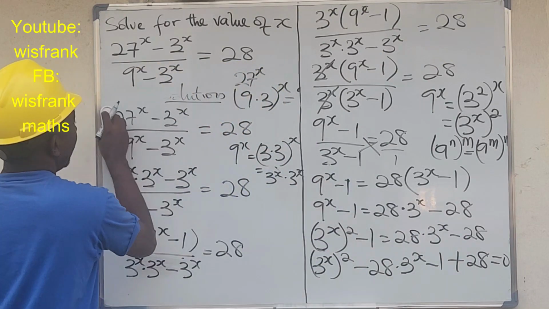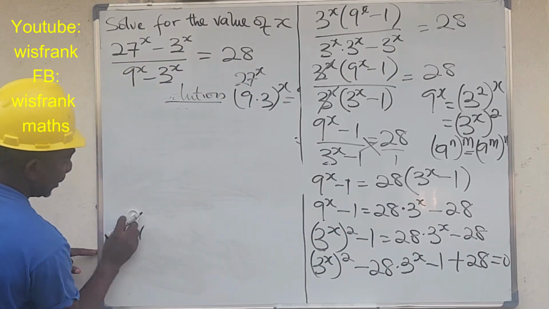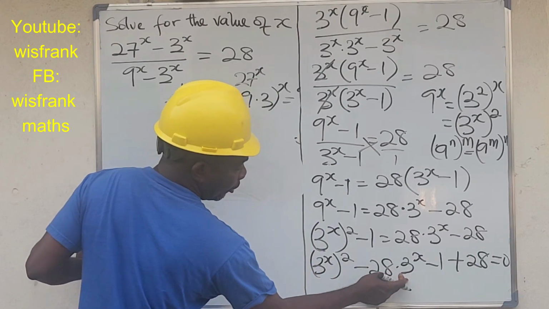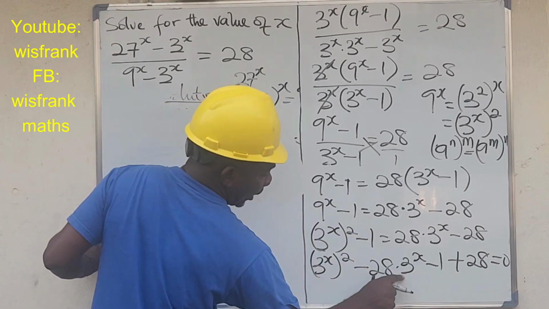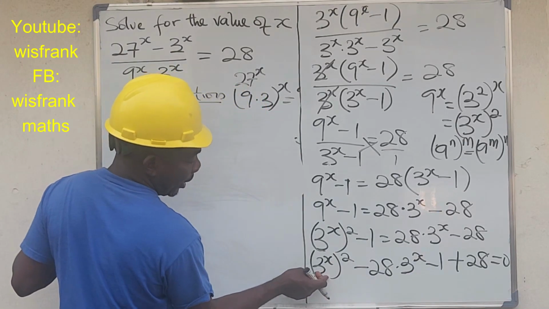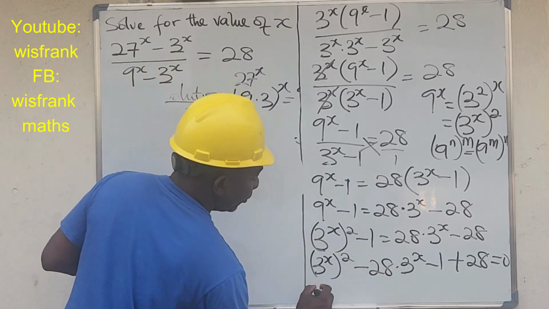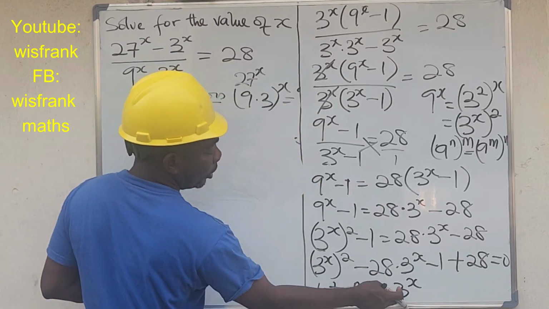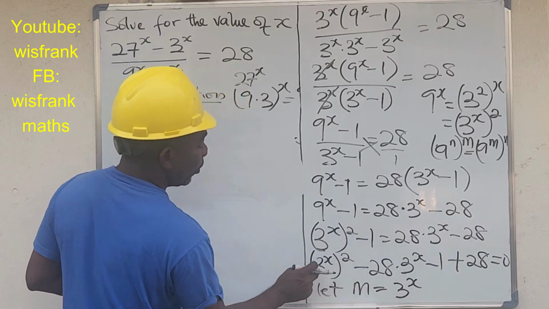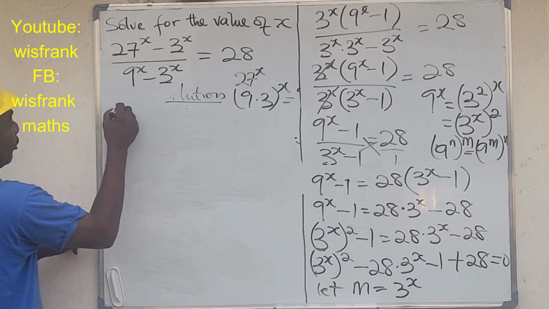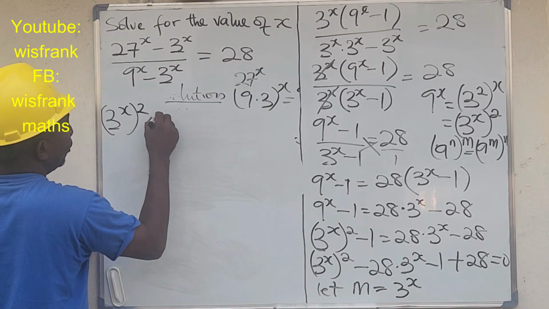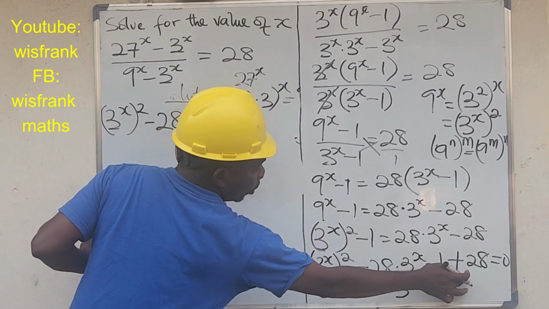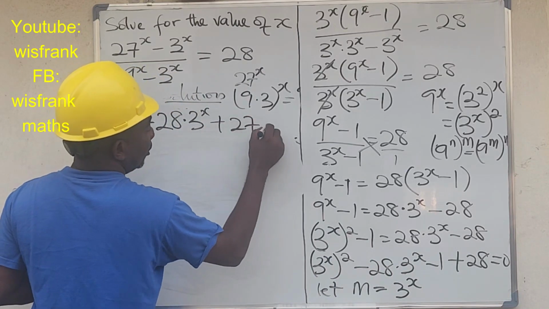So in that case, we'll have the solution for that as, when we have this, here we have 3 raised to the power of x and we have 3 raised to the power of x here. So we need to collect like terms. We say let m equals 3 raised to the power of x. So we are going to substitute m where we have 3 raised to the power of x. So we have here 3 raised to the power of x all to the power of 2 minus 28 times 3 raised to the power of x. Here we have minus 1 plus 28 will give us plus 27 equals 0.